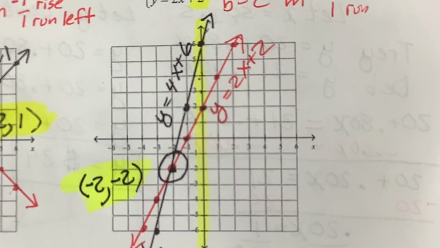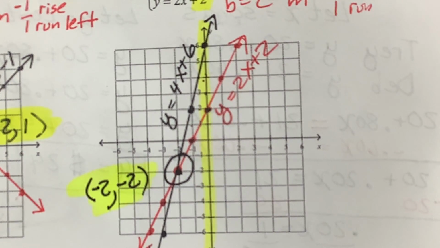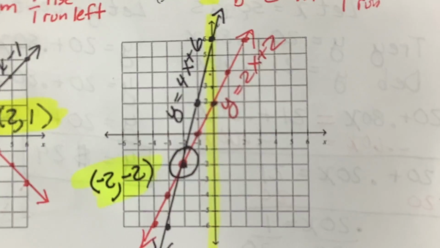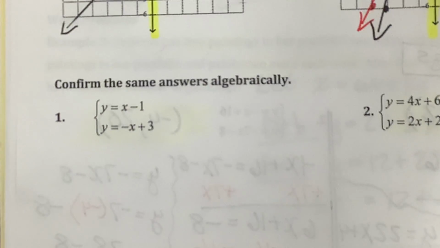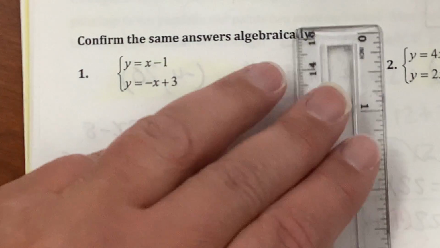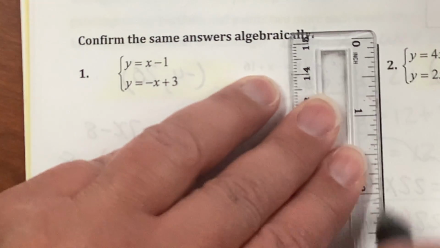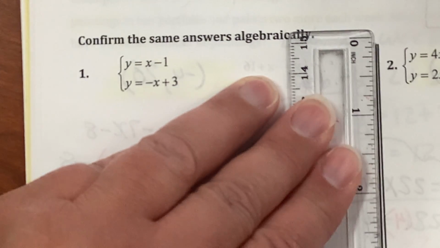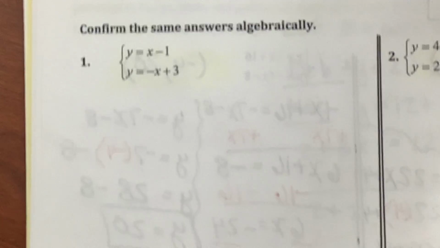Ta-da. Now it says on the bottom, confirm the same answers algebraically. Oh, I know how to do that. That's setting them equal. So let's do that. Let's grab this ruler and split the paper in half with a little double line so that you don't end up with a big old mess going into your second pair of equations.